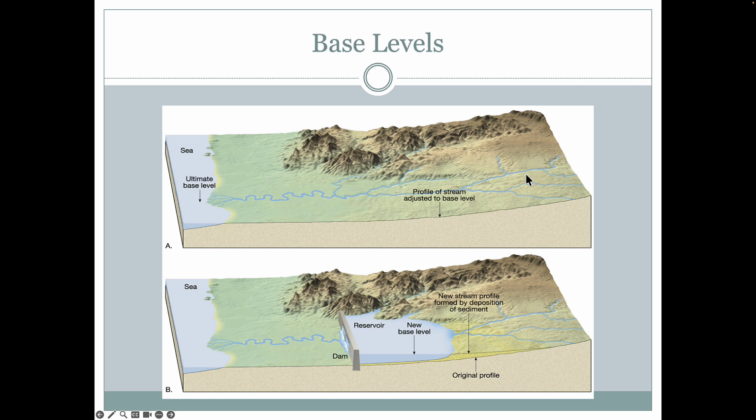In this case here, before the dam was built, we can see we have a fairly smooth topographic stream gradient going down to ultimate base level at the sea. But after we put in this dam, we would actually be creating a new base level here, and that would change the gradient so it's flat here, it quickly drops off here, and then it follows this line again down to the sea.